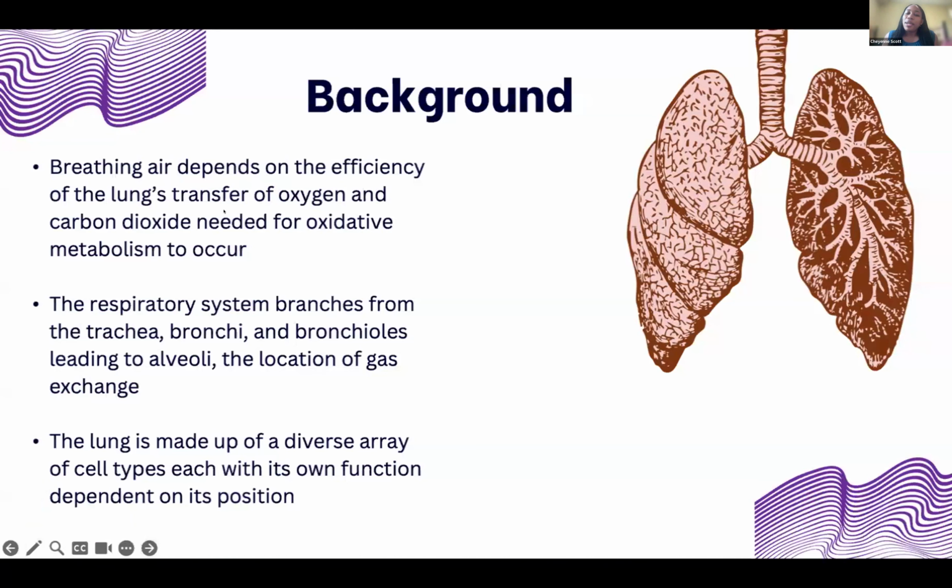Okay, so a little bit of background first. Breathing air in general depends on the efficiency of the lung's ability to transfer oxygen and carbon dioxide in order for oxidative metabolism to occur. The respiratory system is branching. It stems from the trachea, and then you go to the bronchi and the bronchioles, and ultimately leads to the alveoli, which is where gas exchange takes place. The lung is made up of a bunch of different types of cells, and each cell has a different function depending on where it's localized.